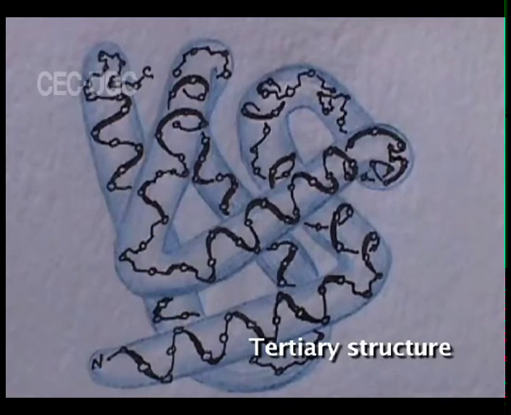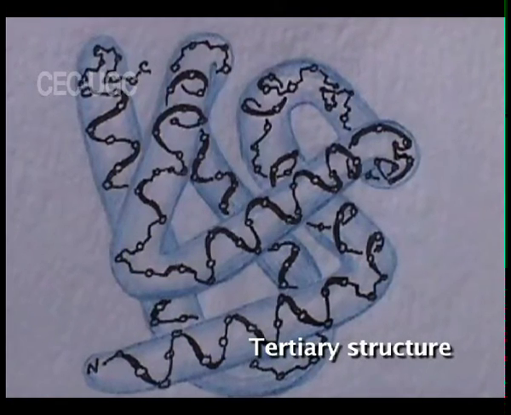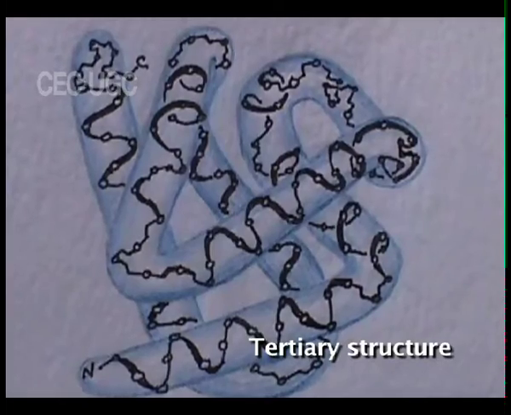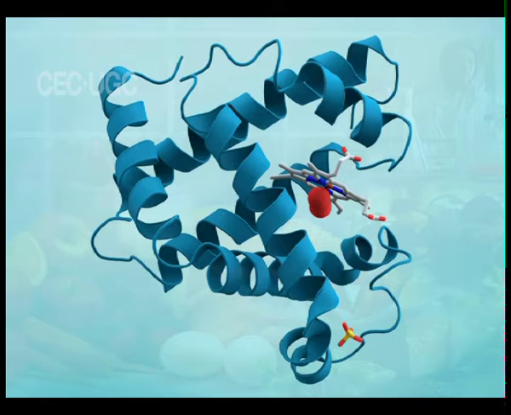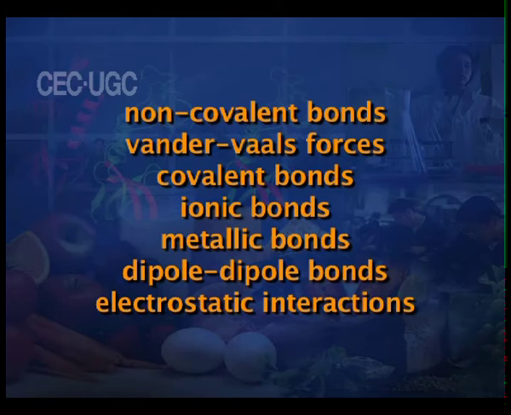another helix. Now, the tertiary structure is the coiling 3-dimensional structure of a single protein molecule or a single subunit, where the secondary structure folds into a special 3-dimensional arrangement, and this arrangement is held together by various bonds and forces like non-covalent bonds, van der Waals forces, covalent bonds, ionic bonds, metallic bonds, dipole-dipole bonds and other electrostatic interactions. It describes the complete folded and compacted polypeptide chain.